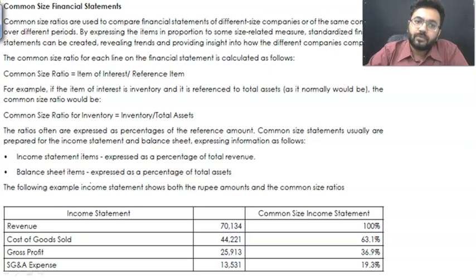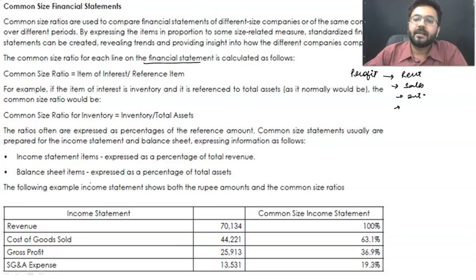Then only. So the common size ratio is for each and every item in the financial statement. Likewise, if my profit is this much, how much contribution is given by rent, how much by sales, how much by the interest on investment, how much by the dividend itself. The common size ratio is calculated by the item of interest, that means the item, let it be rent, sales, interest, dividend, and the reference item, that means the total profit.